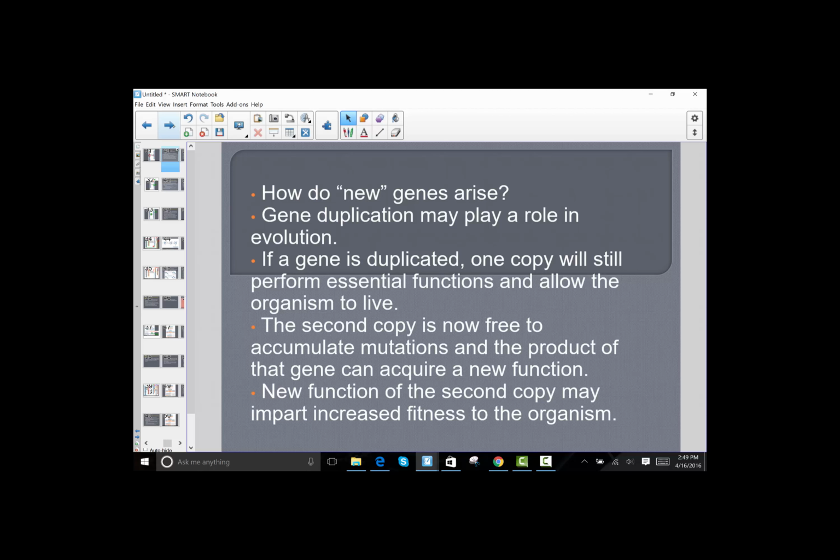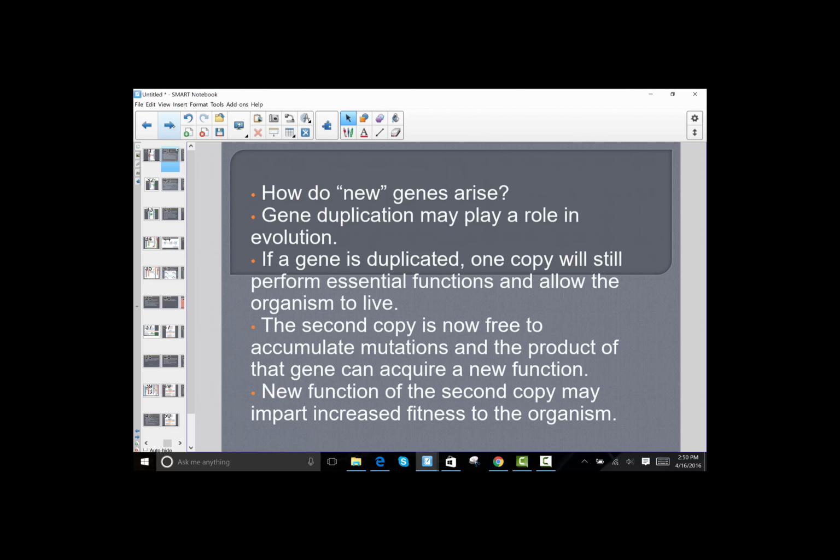So if a gene is duplicated, one copy will usually still perform essential functions and allow the organism to live, while the second copy is either turned off or is allowed to accumulate mutations. And the product of that gene, the one that is accruing mutations, can actually acquire a new function. And so we can end up with what we call gene families, because you get a new function in the second copy that may increase the fitness of the organism. As a result of this, gene duplication may play a role in evolution.